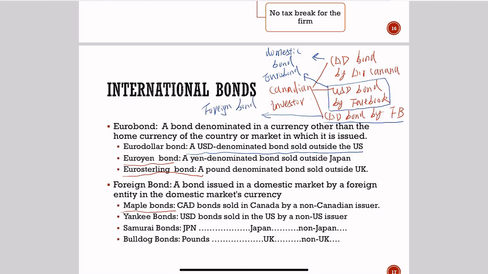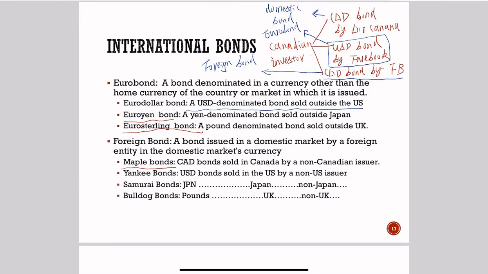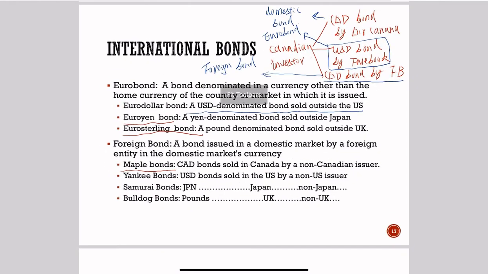Basically, the purpose of talking about different kinds of bonds is to give you some common sense. I can tell you that I will not test you in the exam asking you whether this bond is a Euro bond or a foreign bond. So this slide is just for common sense purposes.